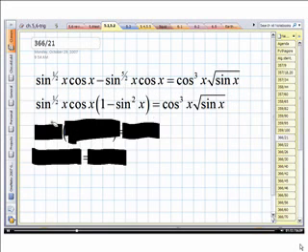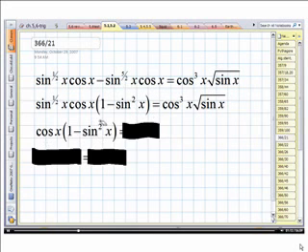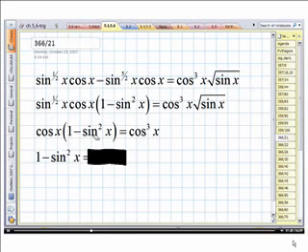Now what I can do is just a couple things. I divided off sine to the 1/2 on both sides, and this piece went away, and this piece went away, because root sine x is the same as sine to the 1/2. And then lastly, 1 minus sine squared is the same as cosine squared, or another way of looking at it is I divide cosine off both sides, so this cosine goes away, this cosine cubed becomes cosine squared, and 1 minus sine squared is cosine squared. That's a Pythagorean identity, so that's good enough.